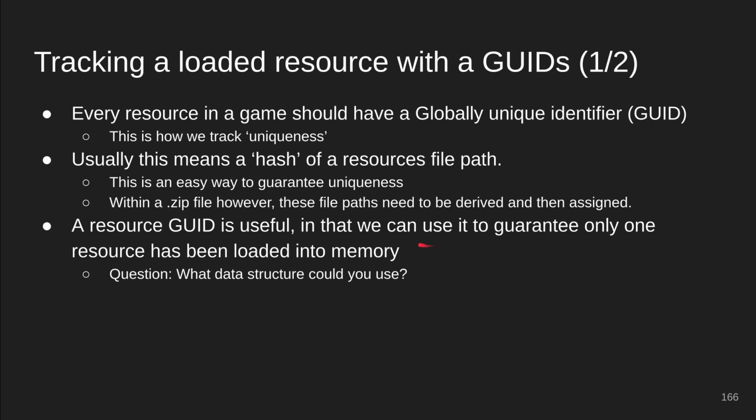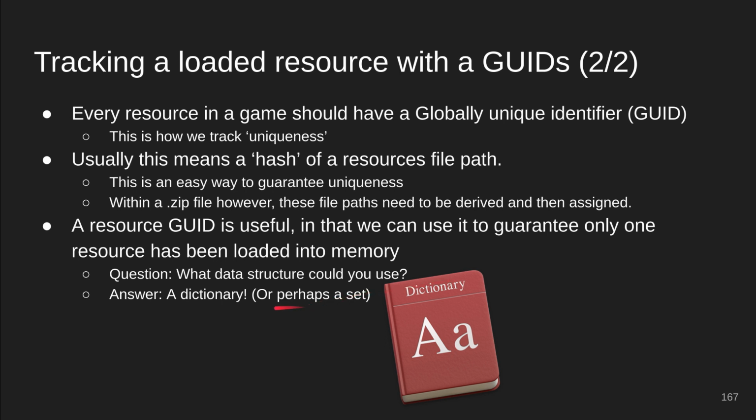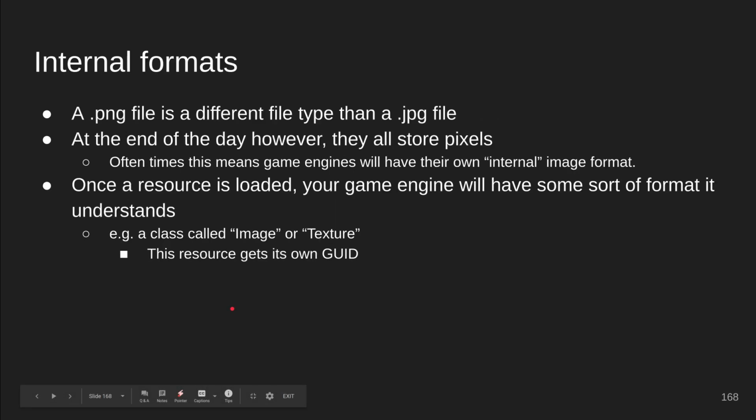So again, what data structure could you then use if you want to figure out if you have a unique resource that needs to be loaded? What's a good data structure where you can sort of hash things? If you thought about that for a little bit, a dictionary, or a map in C++, or hash table is the answer.